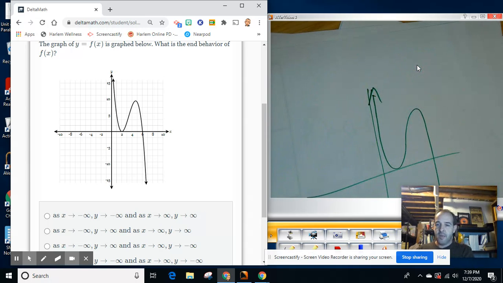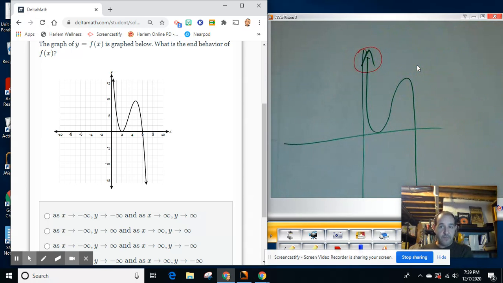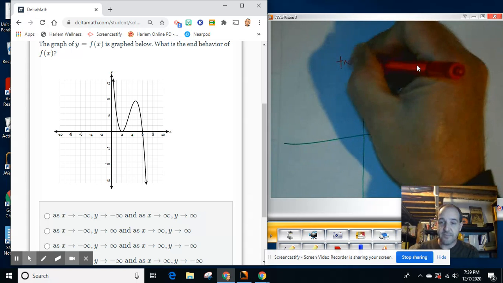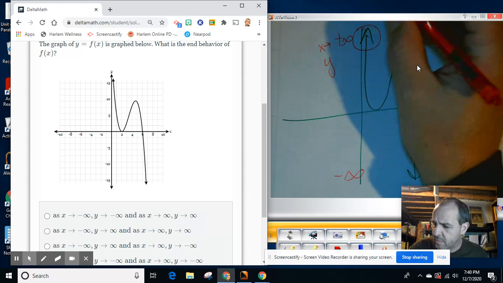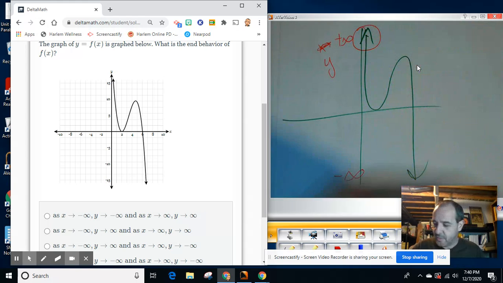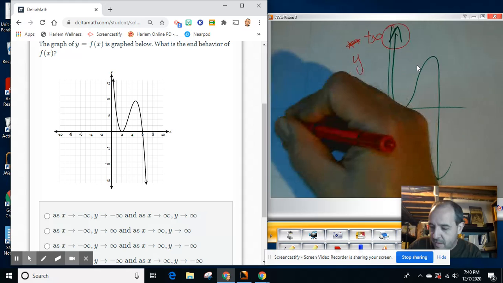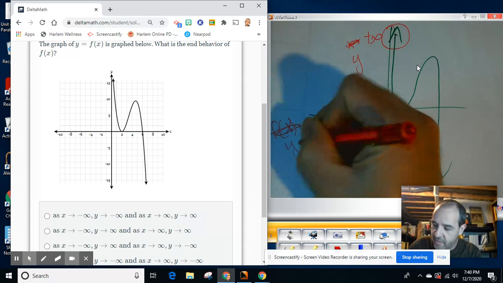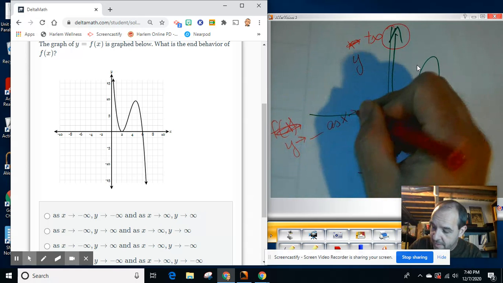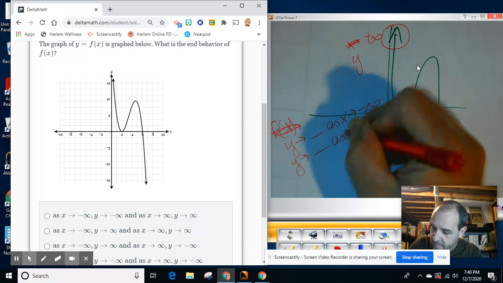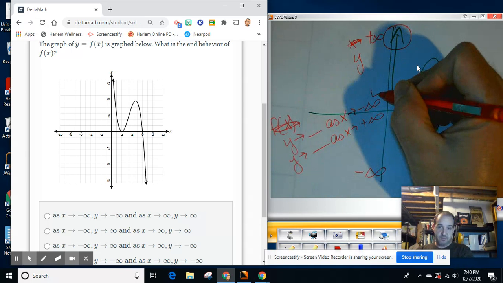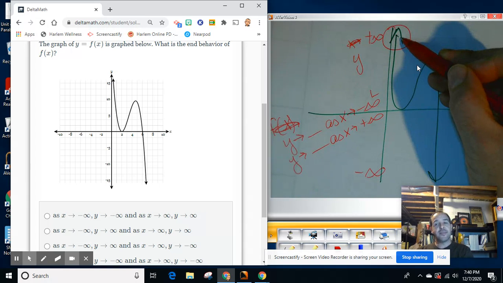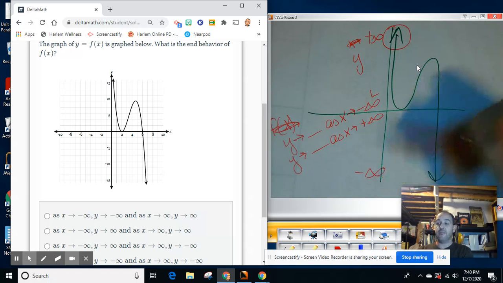Okay, so here's what we're asking. As x goes to the left, is that arrow going up towards positive infinity or down towards negative infinity? That's all you're being asked. And they're using y, aren't they, instead of f of x. All right. So as x is going left, this is the left side of my graph. That's why I circled here. Is this arrow going up towards positive infinity or down towards negative? It's going up towards positive.